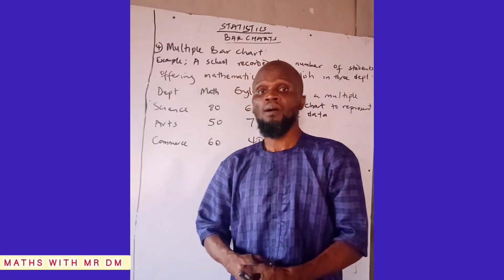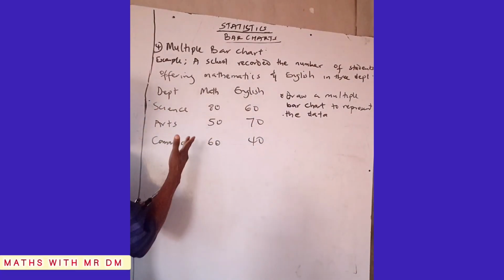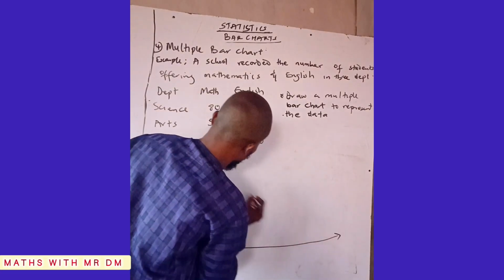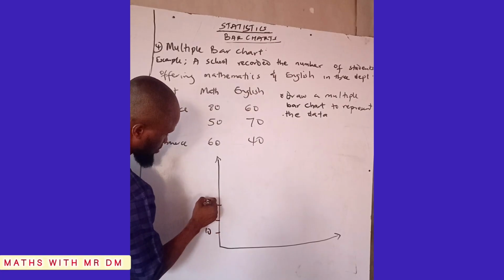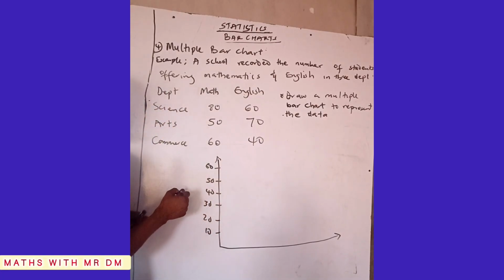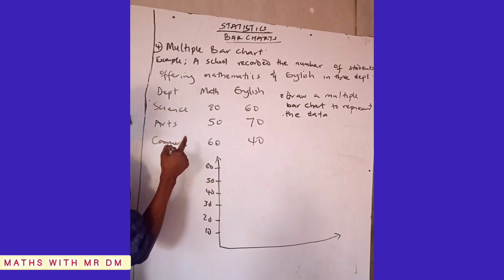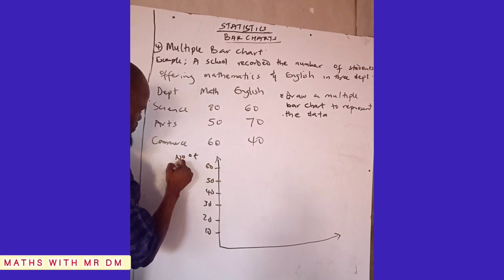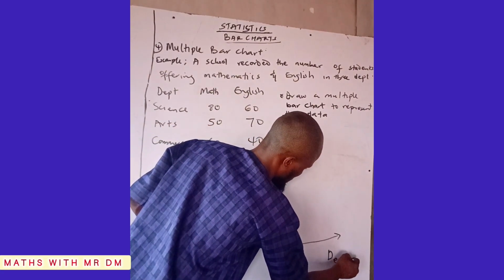So the fourth type of bar chart we'll be discussing is the multiple bar charts. And here is an example. So in order to do this, we have to have a graph as usual. So let's scale it. 10, 20, 30, 40, 50, 60. And here is the number of students. And here is the department.